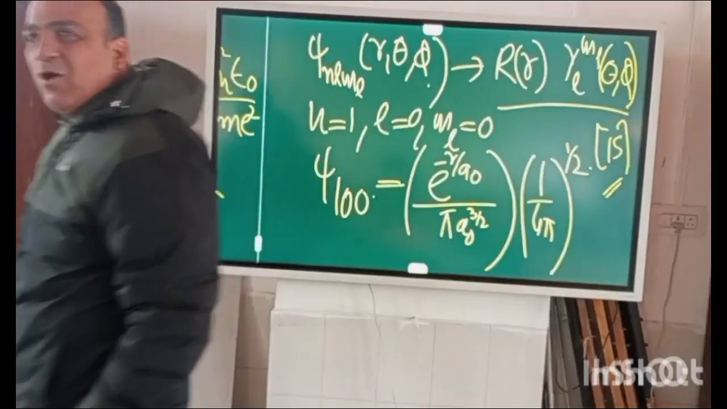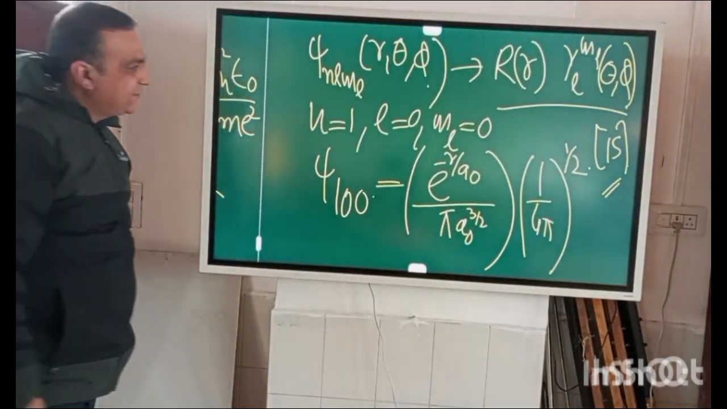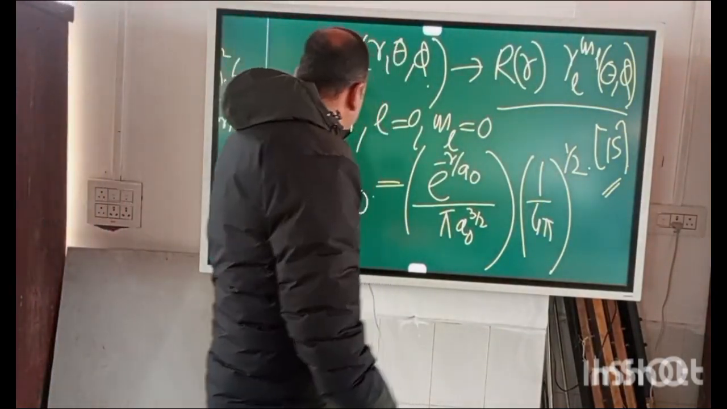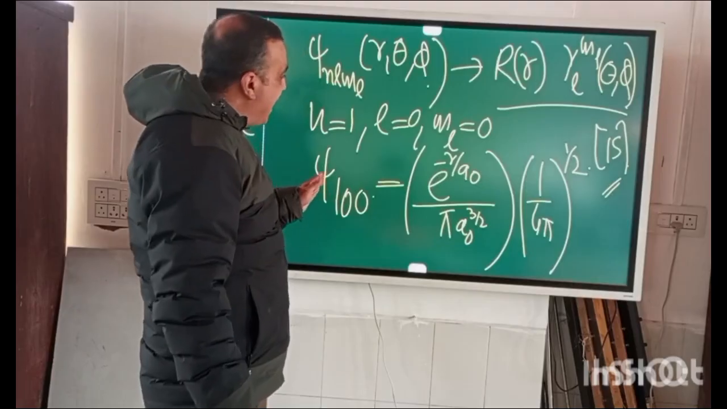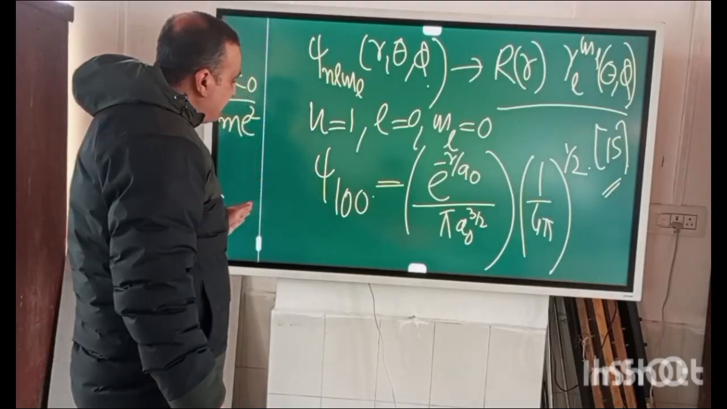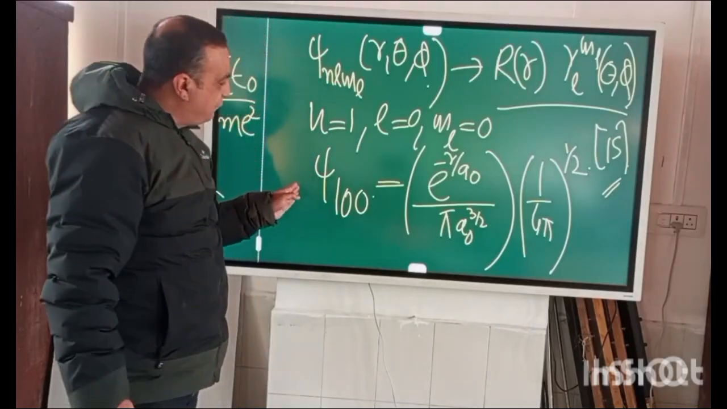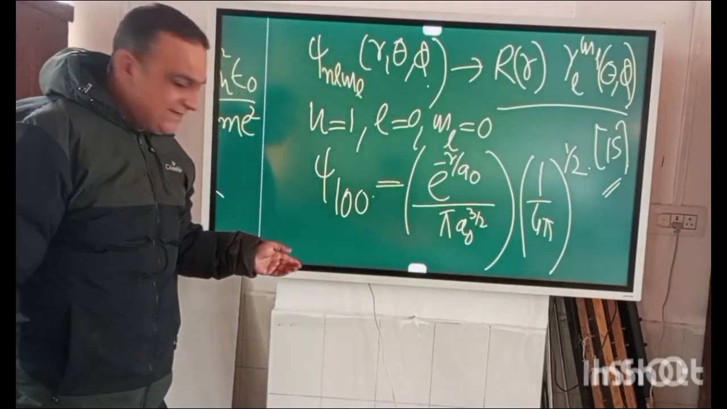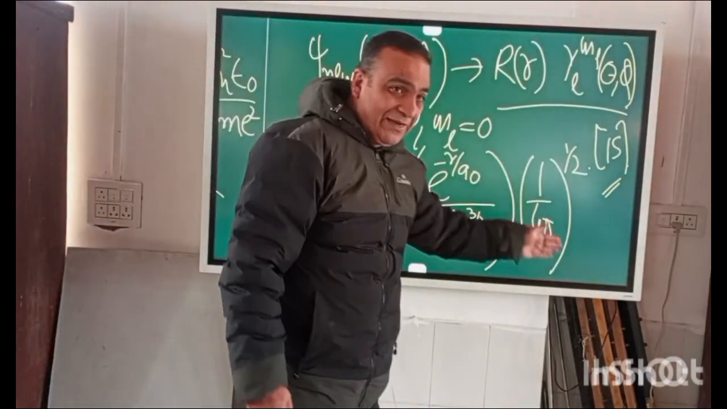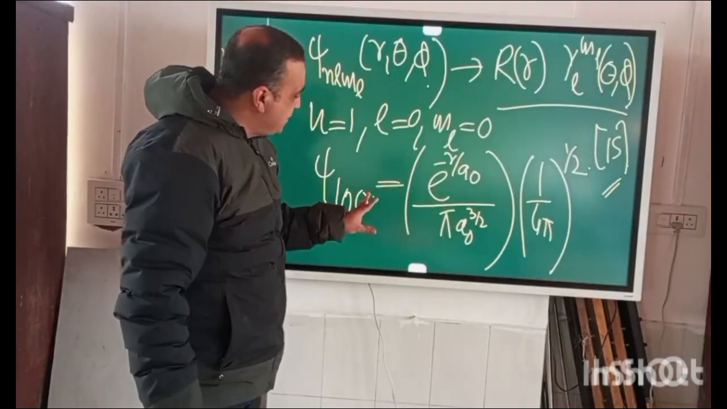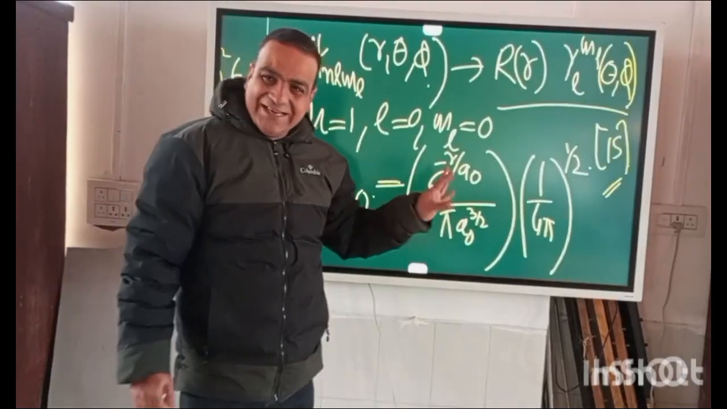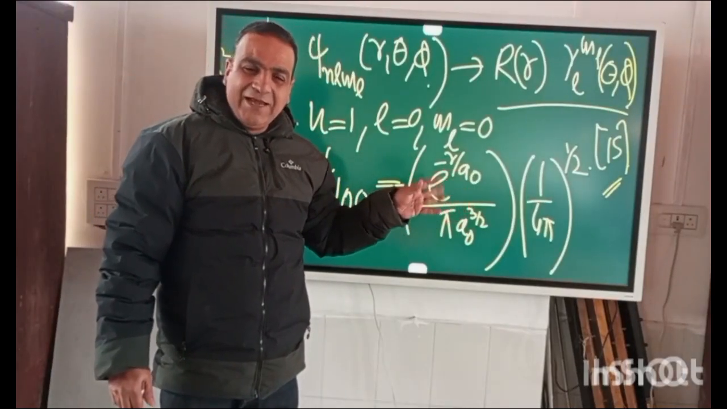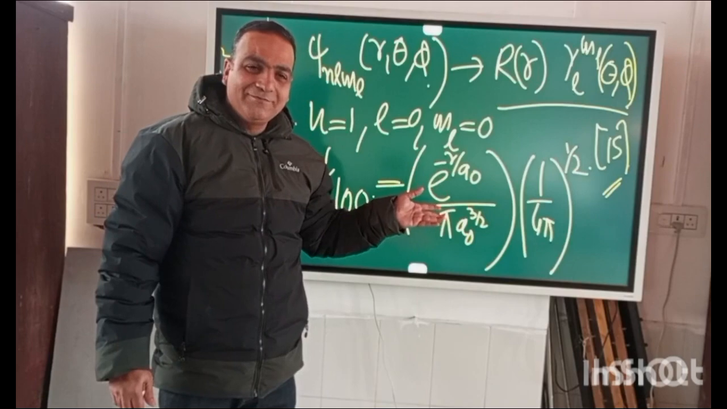S orbital, p orbital, d orbital. Okay, so I'll not go into the other details, but here we have 1s orbital. We have the wave function for 1s, and I can calculate its probability density, and that will be simply the multiplication. You can see this solution. Do you find any beauty in this equation?